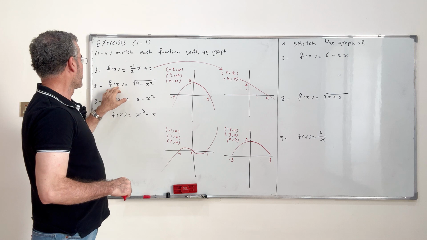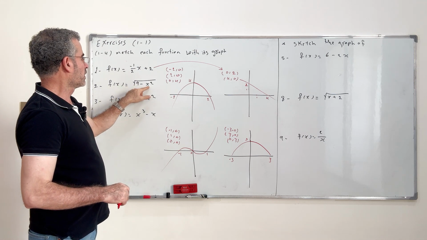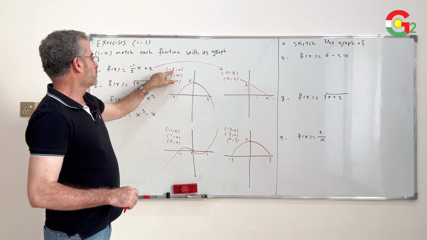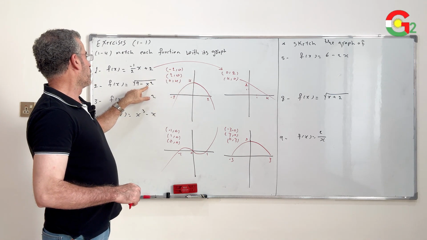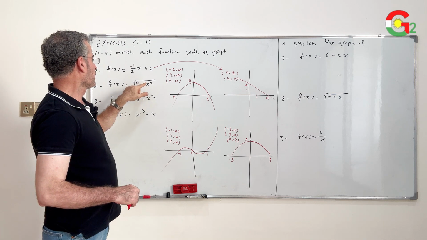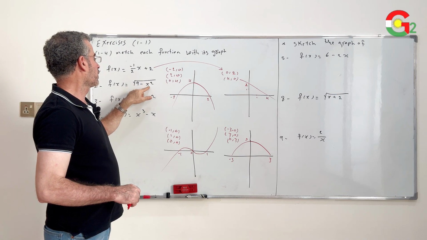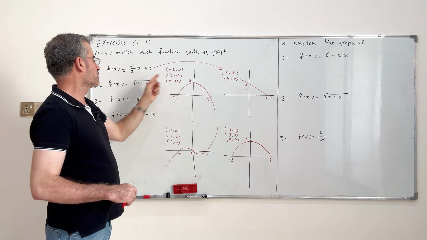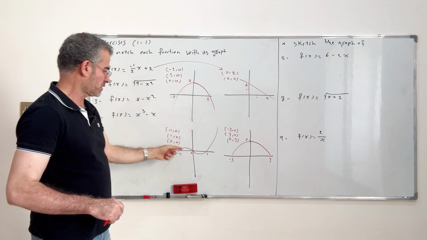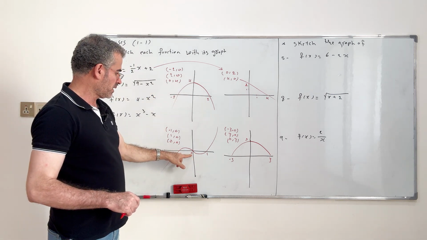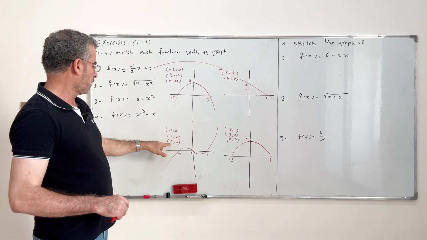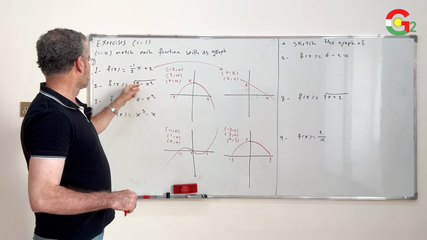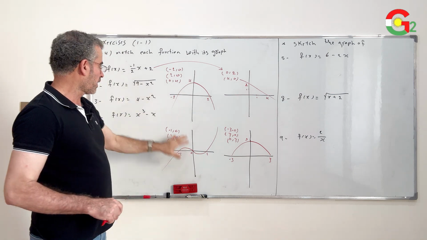Let me check the second function, square root of 9 minus x squared. Let me check it with the first graph. When x is -2, then y should be 0. 9 minus 4, -2 squared is 4, 9 minus 4 is 5, square root of 5, it is not 0, then this graph is not for this function. Let me check this one. When x is 0, y is also 0. 9 minus 0 is 9, square root 9 is 3, it is not 0. This graph is not for this function.